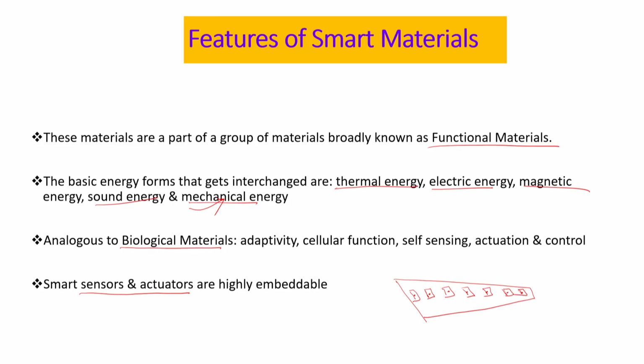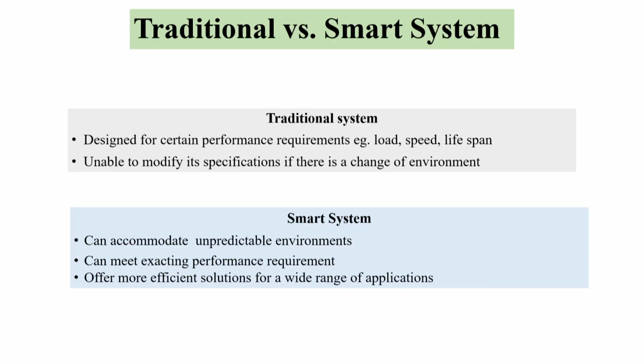voltage. And the reason why we said that it is cellular in function is that if you use a standard accelerometer, etc., if something breaks, the whole thing kind of loses the continuity. In this case, it is not like that. Even if a part of the thing chips away here and there, still the entire material works. So, it is like a biological system, it is quite robust. So, the traditional sensors that we have talked of are designed for certain performance requirements, so load, speed, lifespan, etc. They cannot modify these specifications. Whereas, smart systems can accommodate unpredictable environments and can meet exacting performance requirements.